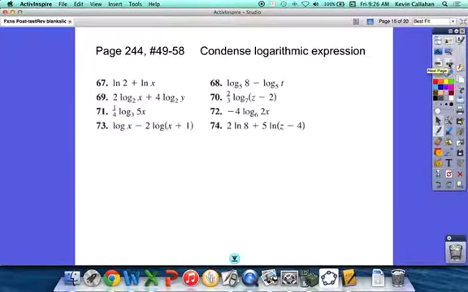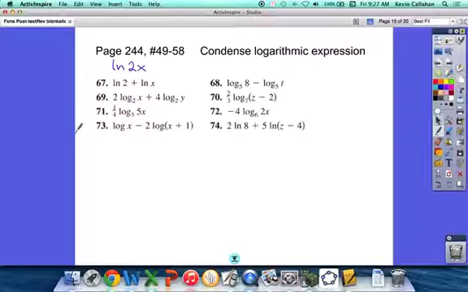Like condensing. Remember, we had 3 properties of logarithms: a product, a quotient, and a power property. Here's a pretty basic example of a product property. How can I combine those into one logarithm? That would be ln of 2 times x. The logarithm of a product is the sum of logarithms. You split it up.